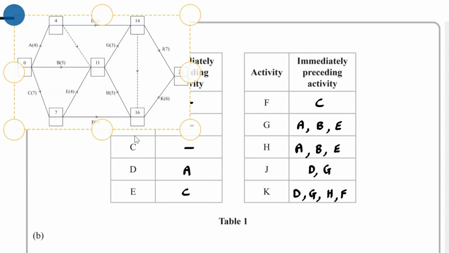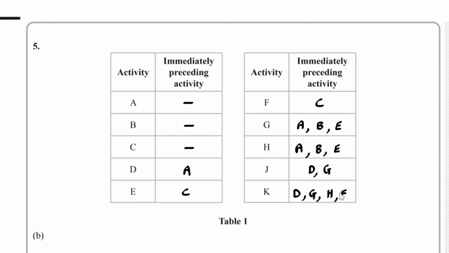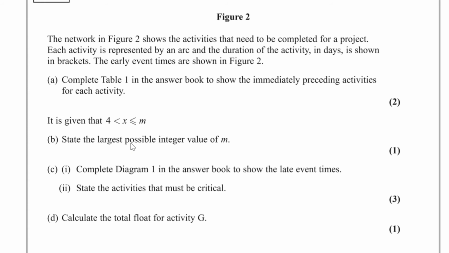So what we have done here is completed our network. We are now given that 4 is less than x, which is less than or equal to m. We have to state the largest possible integer value of m.